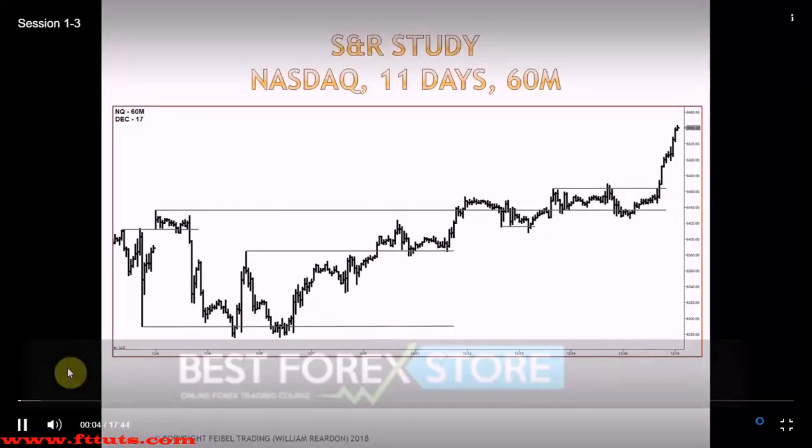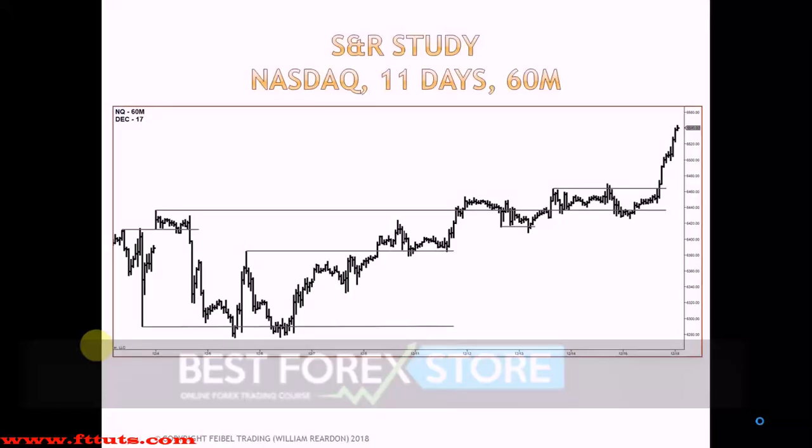Support and resistance study, the Nasdaq, spanning 11 days on a 60-minute time frame. This great little chart has some very powerful subtleties and good nuances. Over here, price rejects, we react, we come down. We come up, price again rejects. So as we move down, resistance would be drawn. Okay?